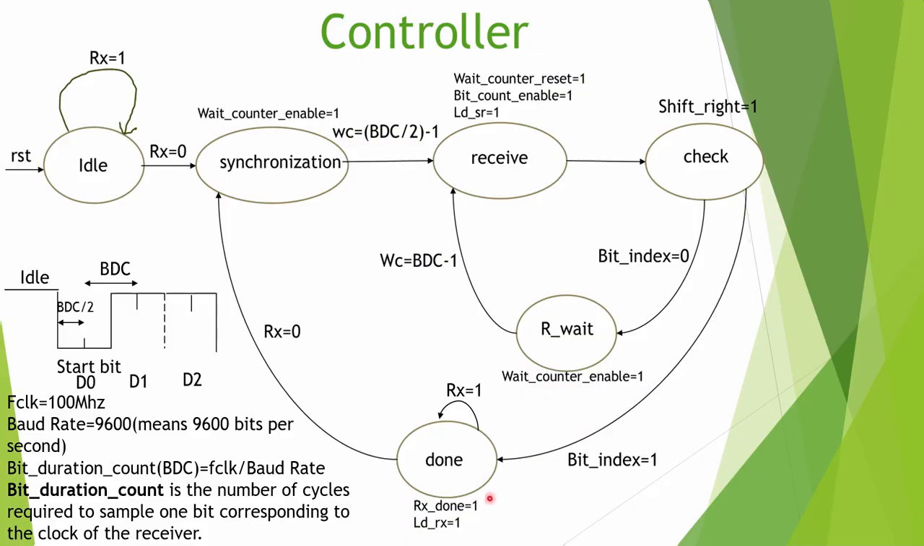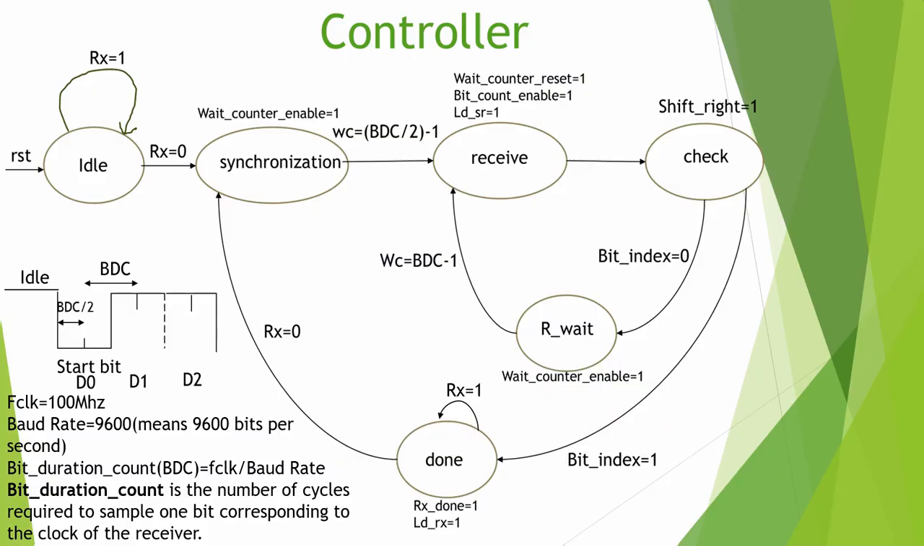Here Rx done will be high, which means that all the bits have been received. Load Rx will be high, which means that the data which was loaded in the shift register will be loaded out, and then it will remain in the done state. Then if again the start bit comes for the next set of data and Rx is 0, it will again go to the synchronization state and this FSM will keep on working. And if the start bit is 1, it will remain in this state.